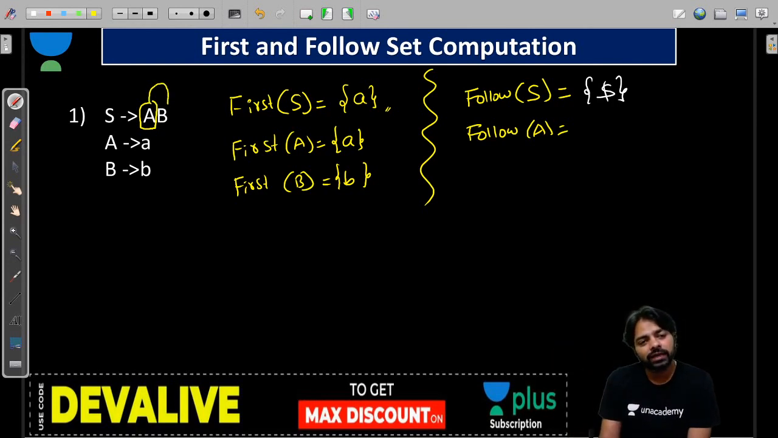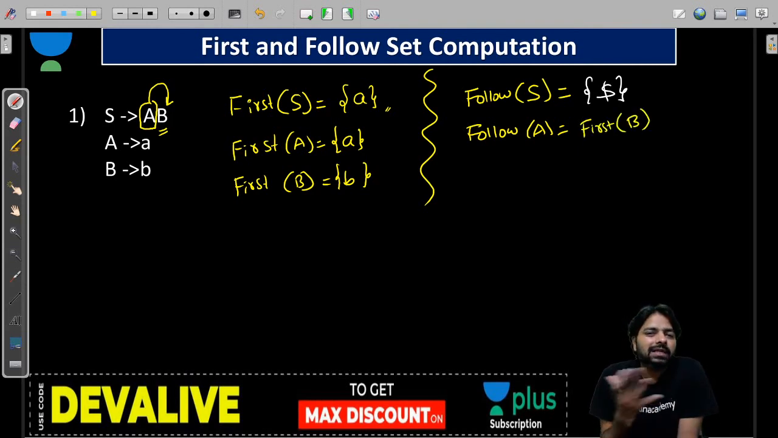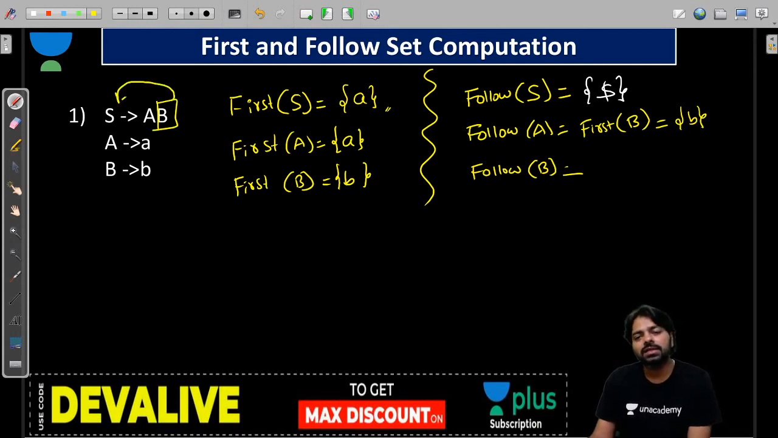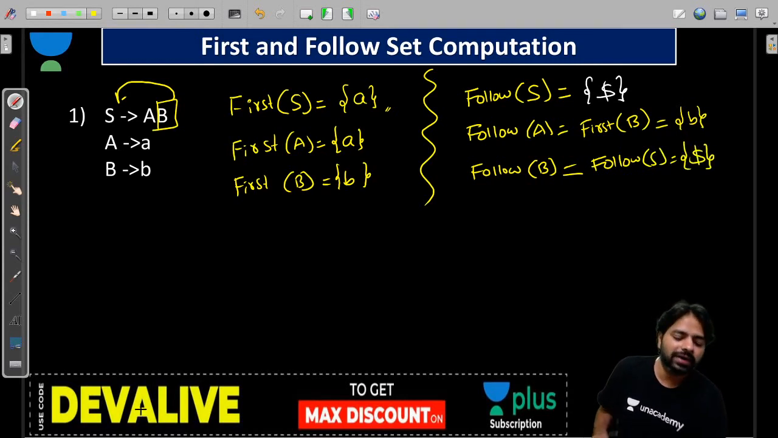And who is after A? That is the first of capital B. But here B doesn't derive epsilon, so we don't go to S. So it is equal to small b. And if I ask the follow of B, there is no one after B, which means it directly depends on follow of S. It is nothing but $. Okay, this is the first example we have computed.